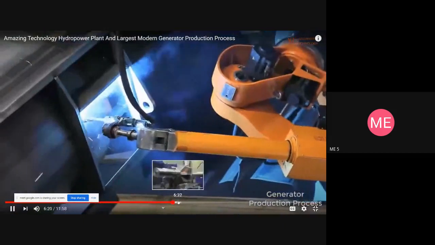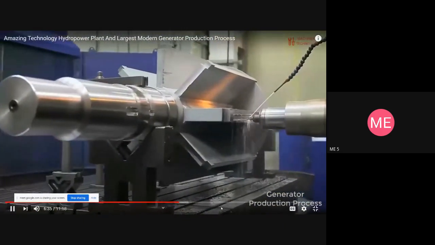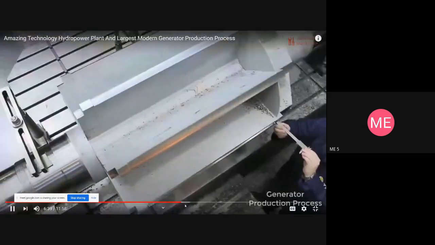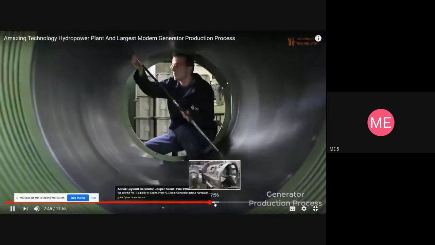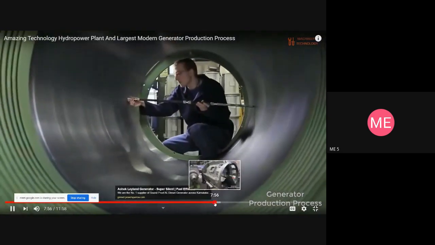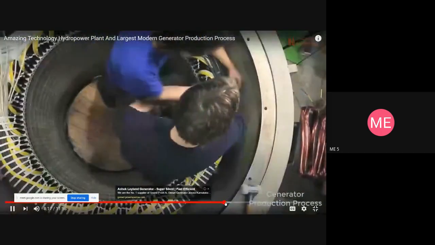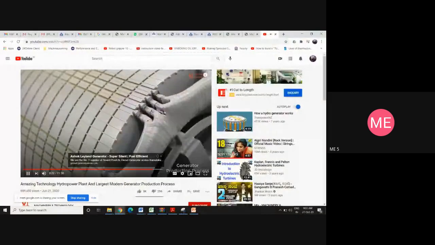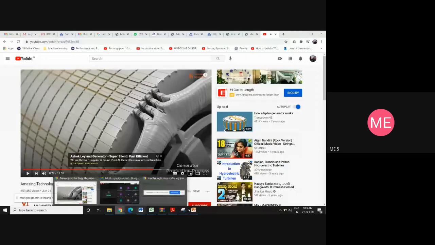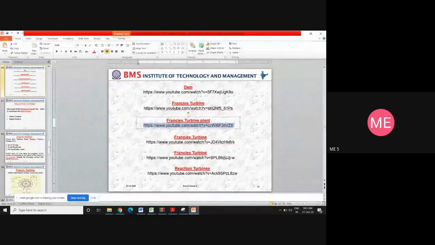These are all for the electrical students, will be helpful. How the shaft is produced. Measuring the diameter, inner diameter. Usually this portion will be for electrical students. One more small video, one more short, and the last video I'll show you.